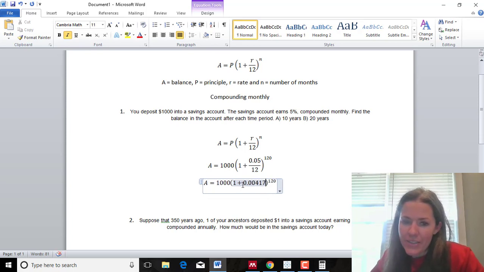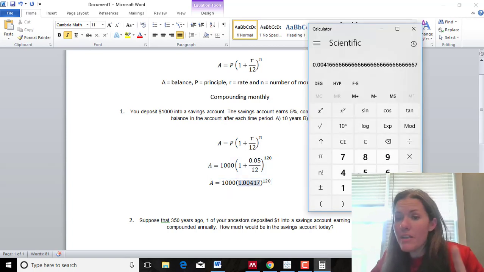The next step is to add these two things. I think if I just backspace this, it'll add them. That should be 1.00417. Then I'm not even going to put in the 1.00417. I'm just going to hit plus 1 to show that that's 1 plus the rate.